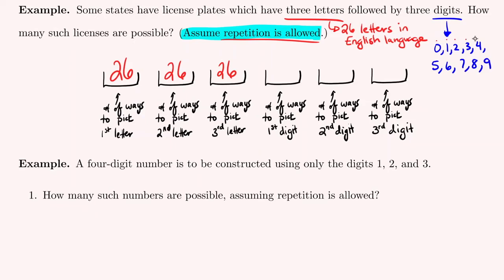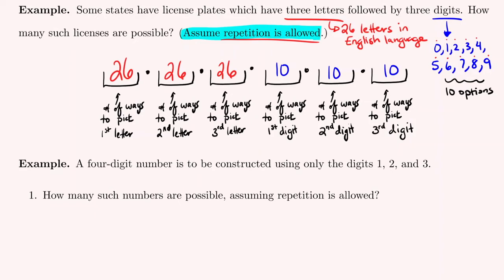1, 2, 3, 4, 5, 6, 7, 8, 9, 10 options. So there's 10 possible digits that we could choose from. So the number of ways to pick the first digit is 10, and since I'm allowed to repeat, I could pick all 10 digits I can choose from for the second digit, along with the next one. Now, in order to figure out the number of ways the entire process could occur, because right now we've just done it step by step, you multiply all these together.